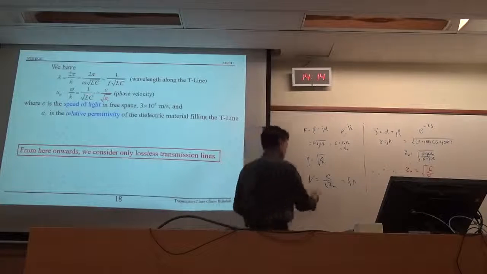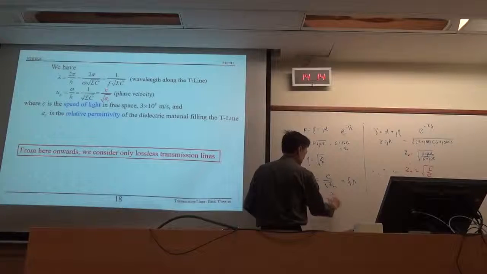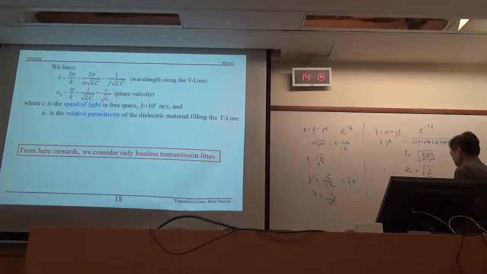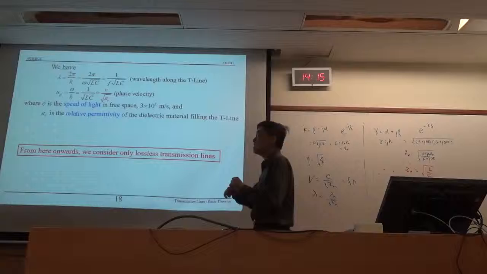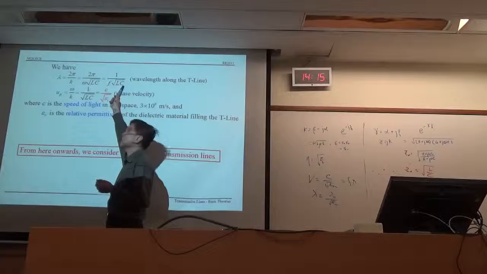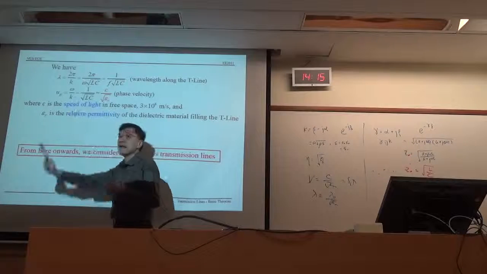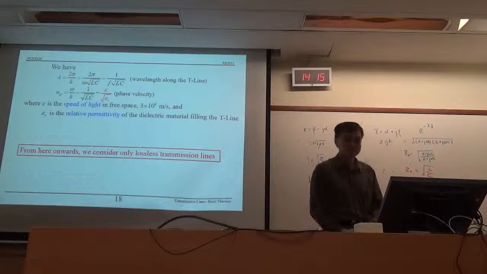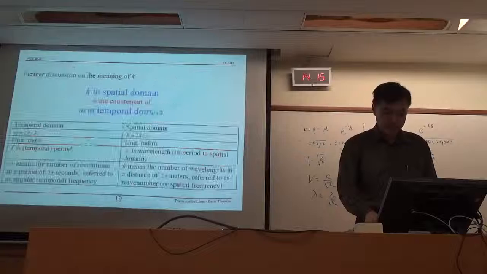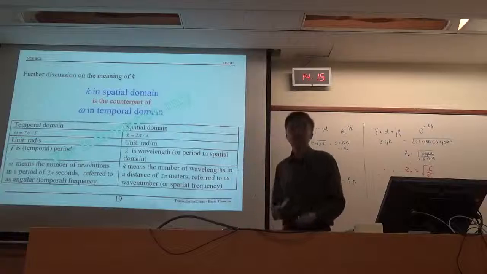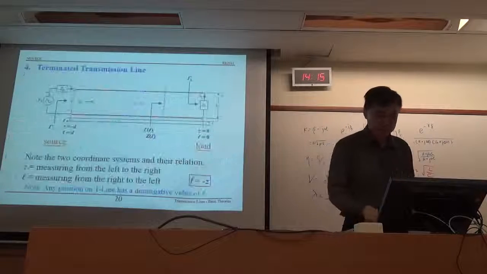Lambda will be equal to lambda naught over square root of epsilon R. Or you may want to prove to yourself that these equations here can actually reduce to these equations. Go there and prove to yourself. This is for your information. This is what is called the spatial domain and the temporal domain, the time domain and the distance domain.